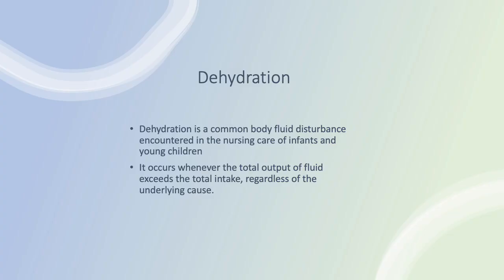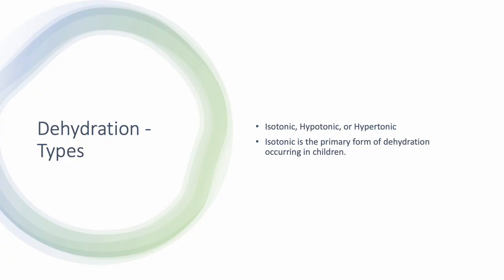Dehydration is a very common condition that we see with multiple different illnesses in pediatrics. Basically, it occurs whenever the total output of fluid exceeds the total intake. There are different kinds of dehydration, and so the types include isotonic, hypotonic, or hypertonic dehydration. Most of the time in pediatrics, we just see isotonic, with hypotonic being the second most common.